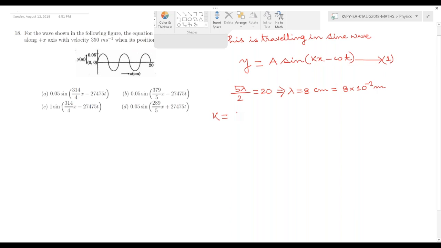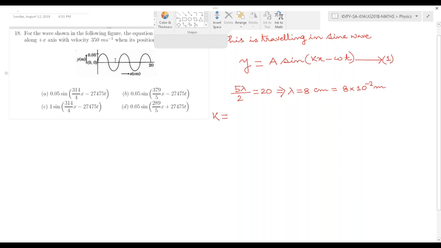Oh, okay. So here you see there are five lambda by 2, because the entire wavelength, there is one from here. If you look into the adjoining diagram, from this point to this point. Okay, great.